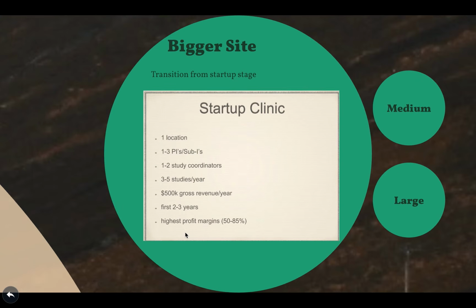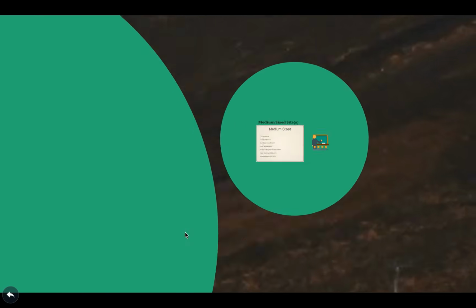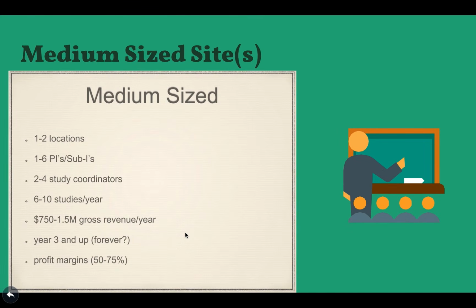Okay, next one, medium. Medium-sized sites. 1 to 2 locations. 1 to 6 PIs or sub-Is. 2 to 4 coordinators. I disagree already. You're not medium if you only have 1 sub-I or 1 PI probably. 6 to 10 studies per year. You probably should have made that number 3 to 6.